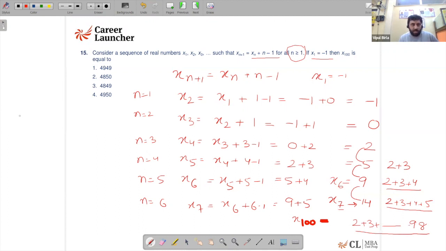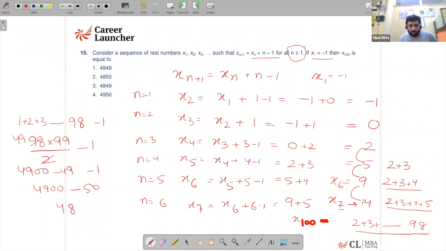Which can be rewritten by adding 1 and subtracting 1. So 1 plus 2 plus 3 till 98, minus 1. So I added 1, subtracted 1. The sum of n natural numbers is n into n plus 1 by 2, minus 1. Simplifying it, the 2 gives 49. So 49 into 99, which is 49 into 100 minus 1. So that's 4900 minus 49 minus 1, which is 4900 minus 50, eventually coming out to be 4850, which is the answer to this question.